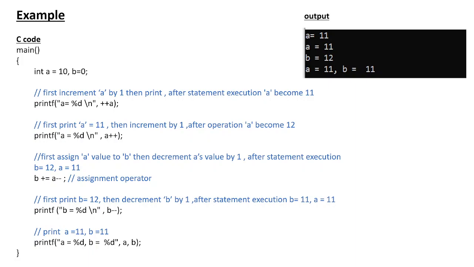So first it will assign a value to b. What will happen? The current value of a is 12 after the previous statement. So it will assign b equals b plus a. b's value is 0, plus a's value, which is 12. Now the latest b's value will be 12.